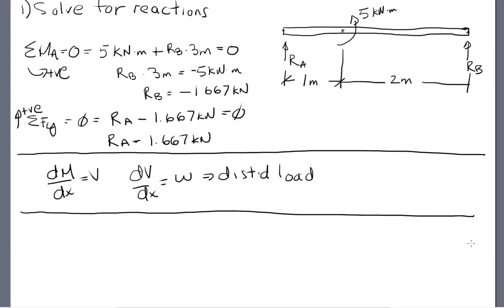Okay, so these are the two relationships that are most important for solving these problems. So let's just take a slice right here. We're going to do method of sections. Actually, let me just back up here for a second. Let's keep everything over here. So we're going to assume a shear and we're going to assume a moment. So this is V, and this is M. And we've got our R_A here.